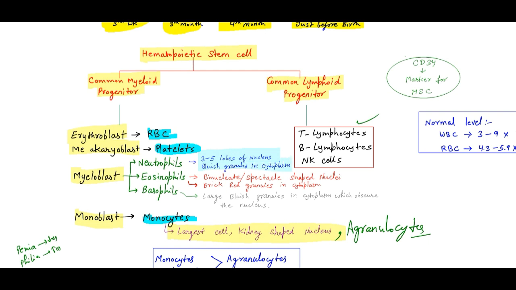Neutrophils. Eosinophils, what is it? Eosinophils are binucleate, with a spectacle shaped nucleus. And remember, E for erythro, that is red, erythema, red. So brick red granules in the cytoplasm, that is eosinophils. Then remember about the basophils. Basophils have large bluish granules in the cytoplasm which obscure the nucleus, which cover the nucleus. That is our basophils.